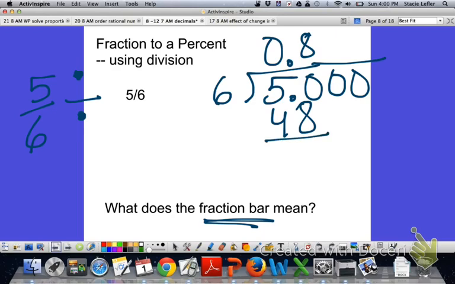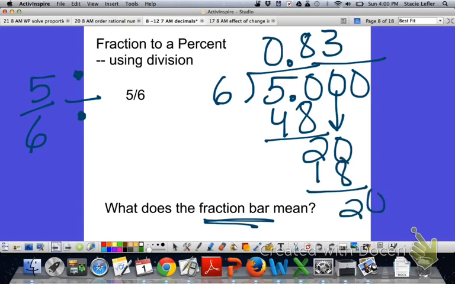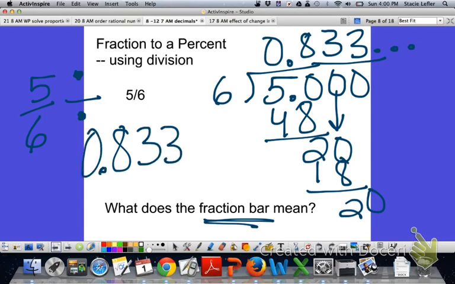6 times 8 is 48. We subtract to get 20, bring down, and that goes in there 3 times because 6 times 3 is 18. We subtract, we get 20 again, so our 3's are going to be repeating forever. So our percent would be, well, first we can write it as a decimal. 0.833... means the 3's repeating.